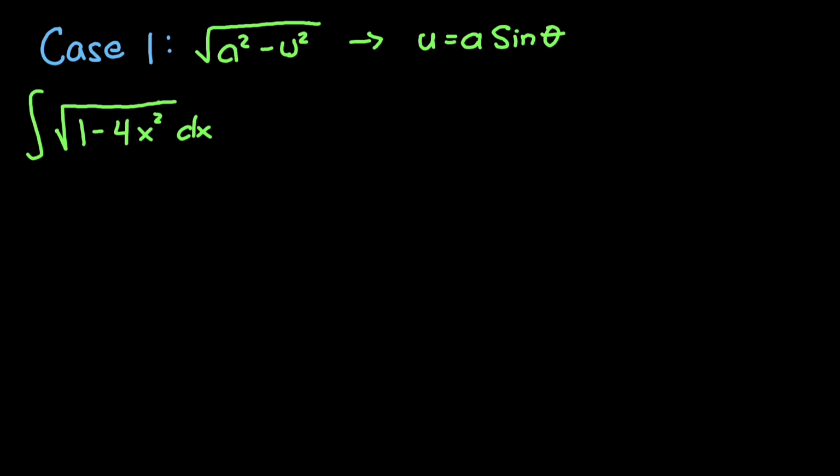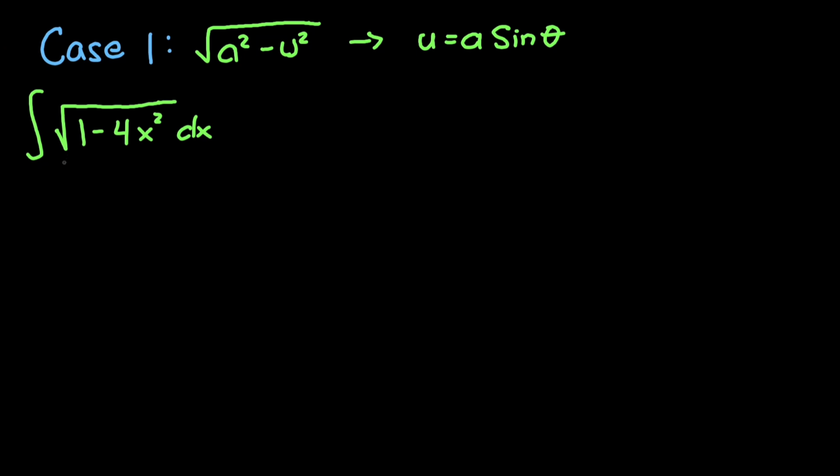Today, we'll be talking about integration by trigonometric substitution. There are 3 cases for this one, and now let us start first with case number 1: the square root of a squared minus u squared. Substitute this as u would be equal to a sine of theta.